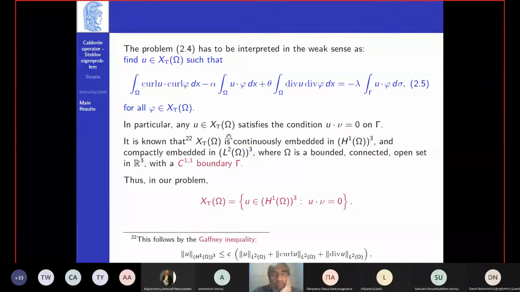And there exists the so-called very important Gaffney inequality, that is the one that is written in the footnote here. And in the case that the boundary is C^{1,1}, that's why I made this assumption before, it is known that from this inequality it follows that the embedding of X_T is continuous in H^1 and it is compact in L^2.